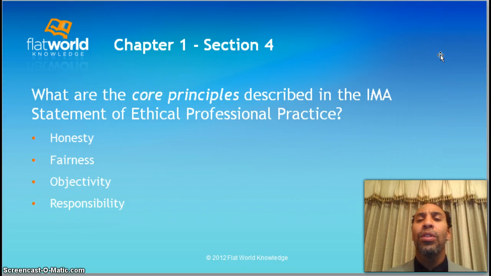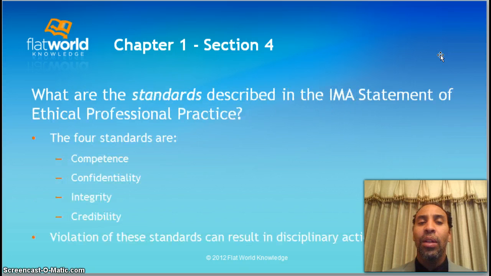So what are the core principles described by the IMA Statement of Ethical Professional Practice, which is in your book? Honesty, right? Tell the truth. Fairness, be fair to others and to all. Objectivity, right? So be objective. Don't only be consumed by what your stance is. And responsibilities: corporate responsibility, social responsibility, internal company responsibility.